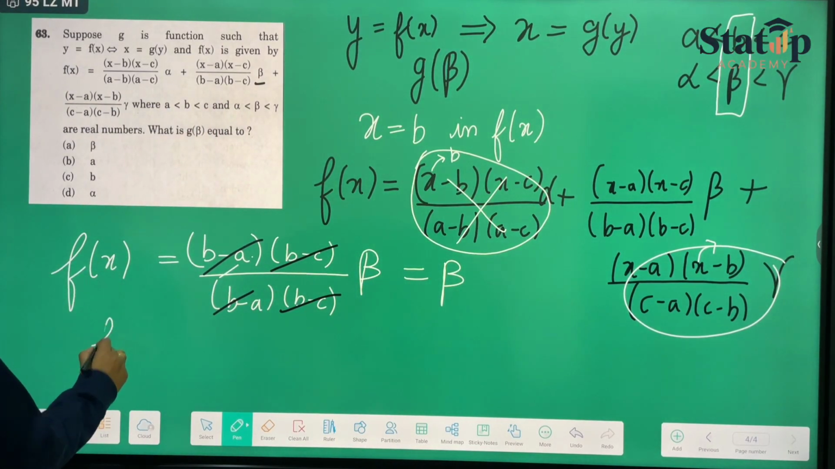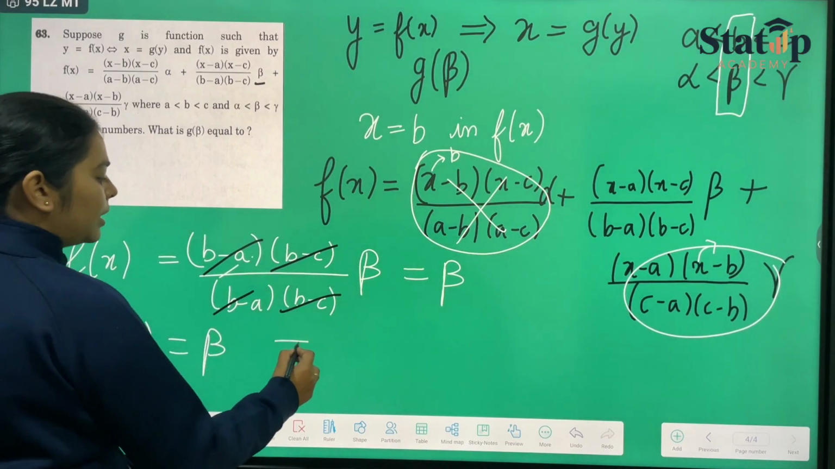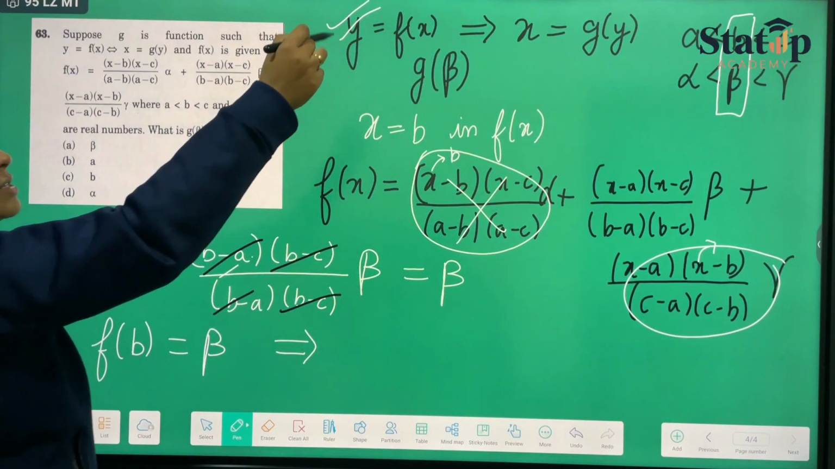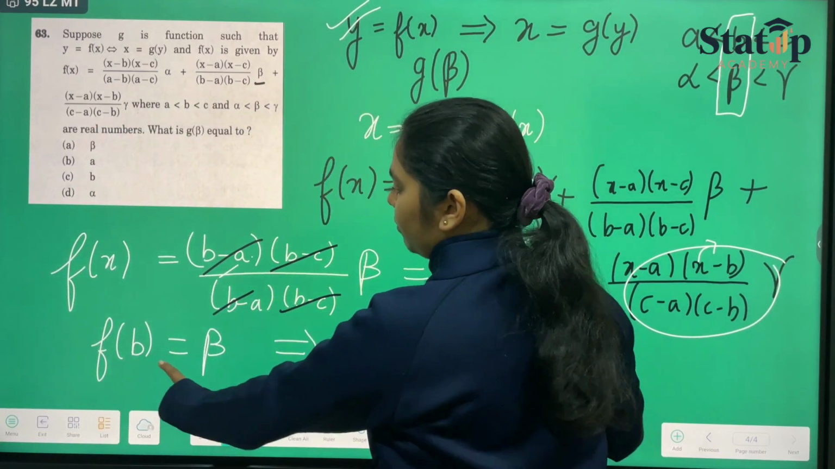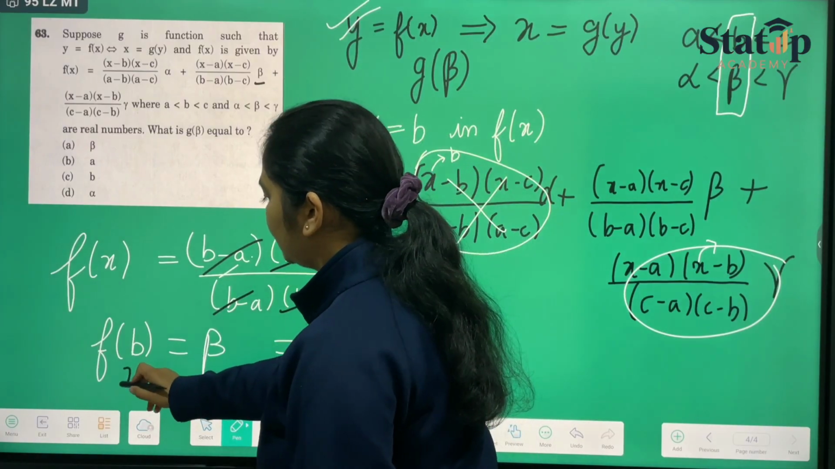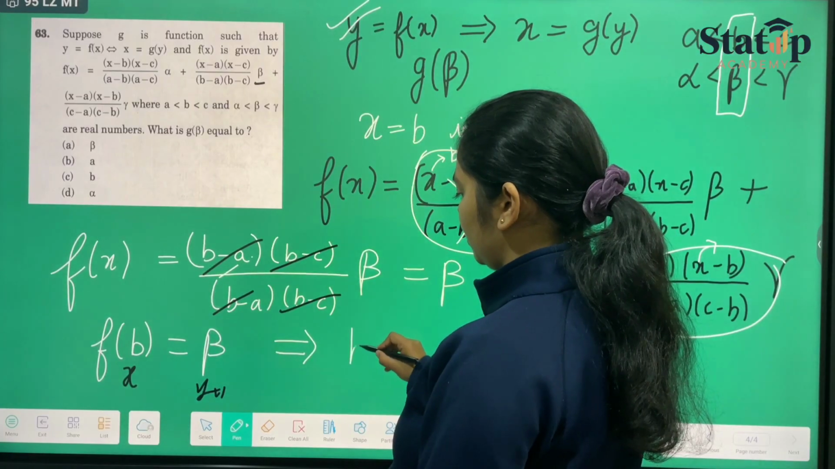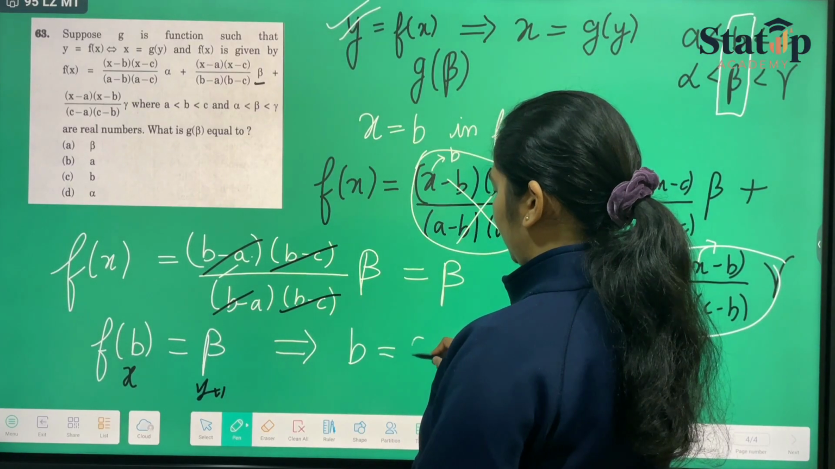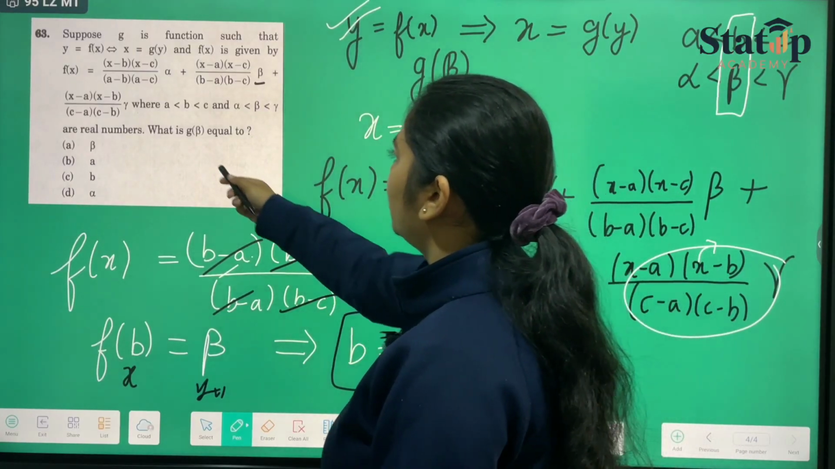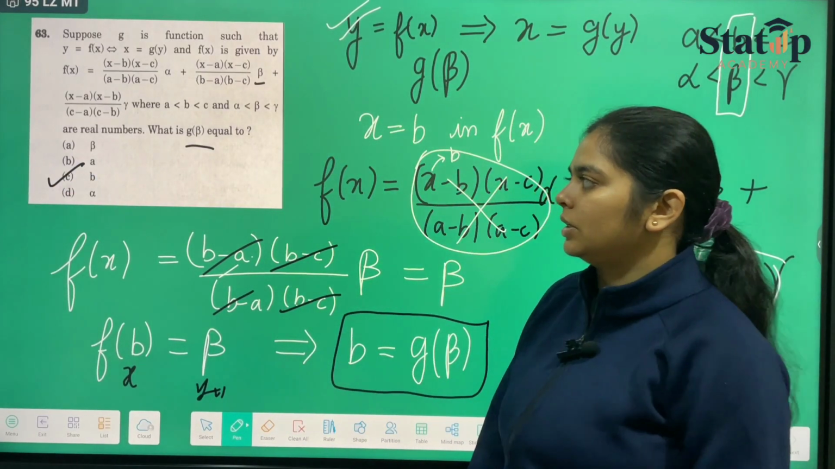And in fx, we have put x equal to b, fb comes out to be equal to beta, which implies that in the question they have provided, if y is equal to fx, then x equals to gy. If y is this and this is x, if y is equal to fx, then x is b, which should be equal to gy, which is g beta. And in the question, they have asked us to calculate the value of g beta. So it is nothing but equal to b. That is our option number C.